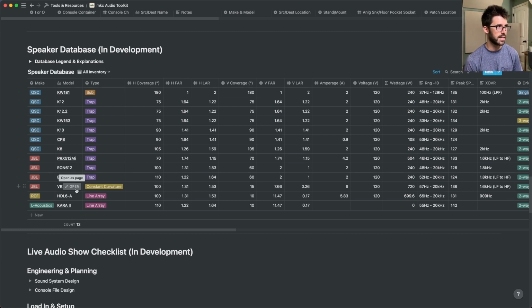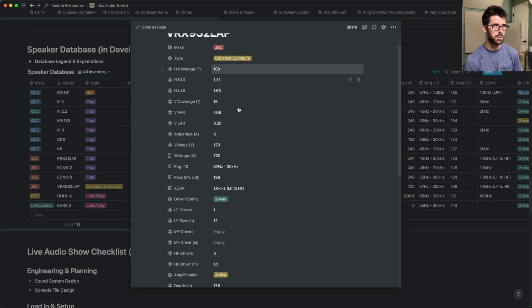So here's the VRX 932 LAP. And I can look at all these properties here. It tells me a lot about it. It is a constant curvature array, meaning I don't have variable splay angles in the array. I'm stuck at 15 degrees. And it has a horizontal coverage of 100 degrees. And we'll use that later to determine, hey, is this flown PA actually going to be wide enough to cover what I'm asking it to do?